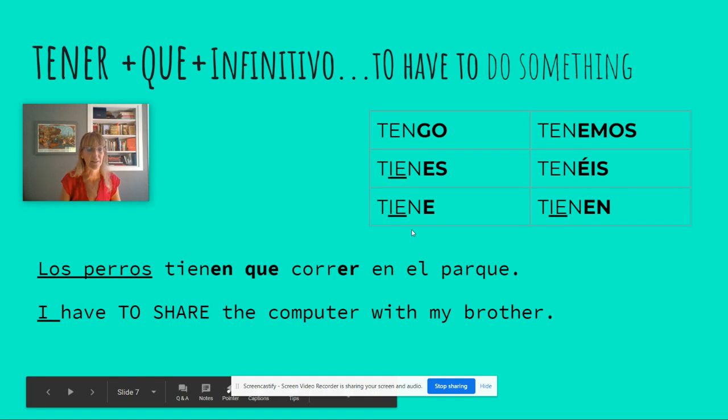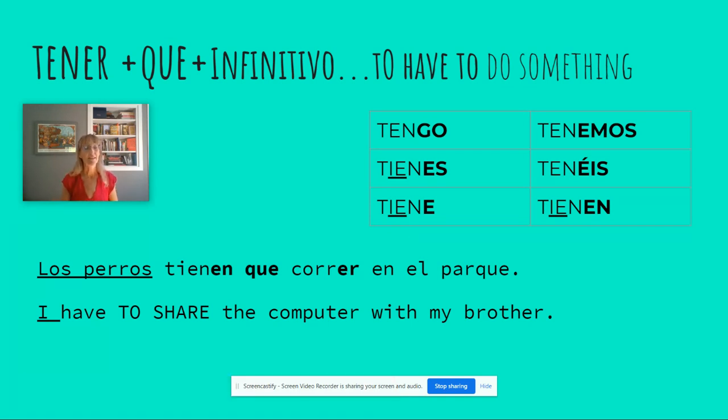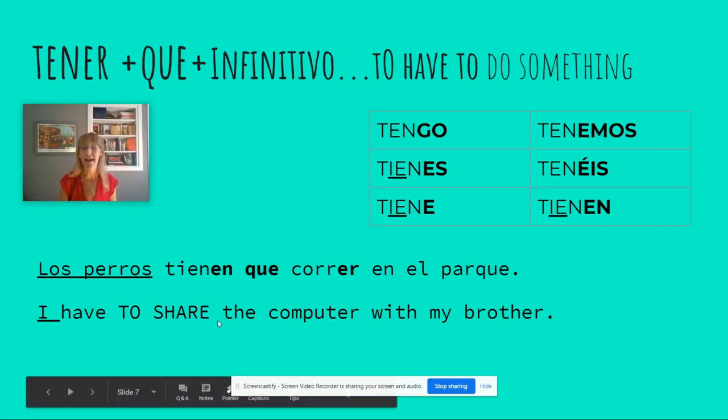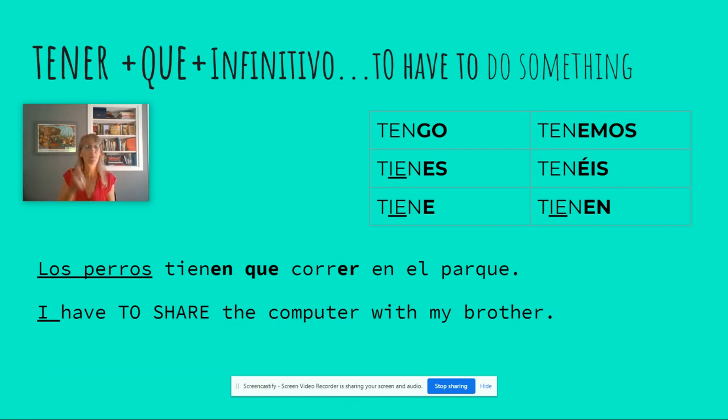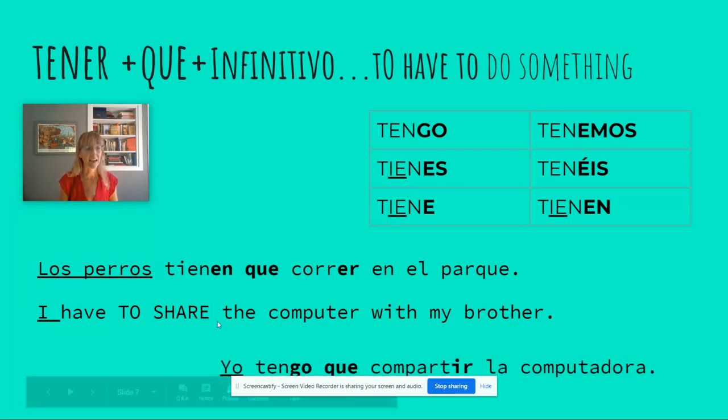Let's try an example together. I have to share the computer with my brother. If it was I have to, first we need to conjugate tener based on our subject I. Yo tengo que. Yo tengo que. Now we look at the capitalized part. What is it that I have to do? I have to share. Compartir. Tengo que compartir. What is it that I have to share? La computadora. Tengo que compartir la computadora.